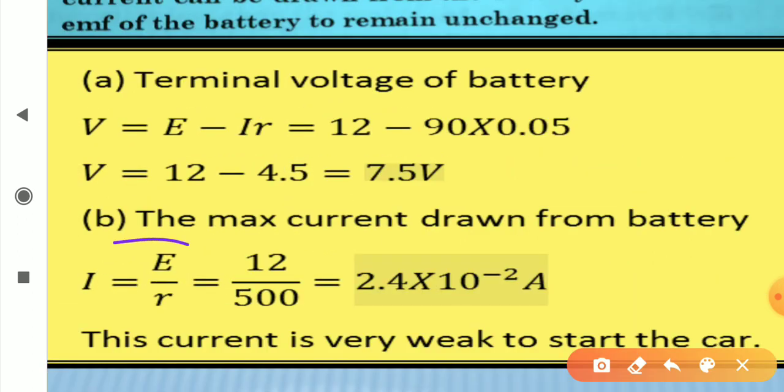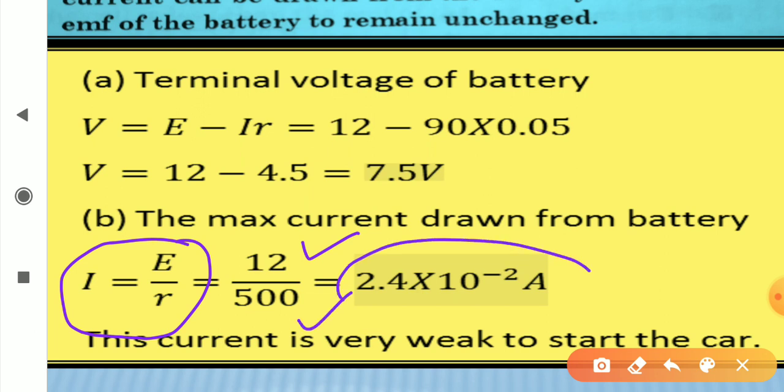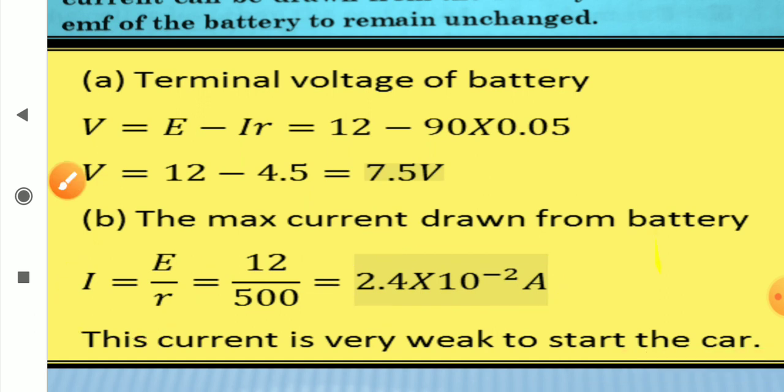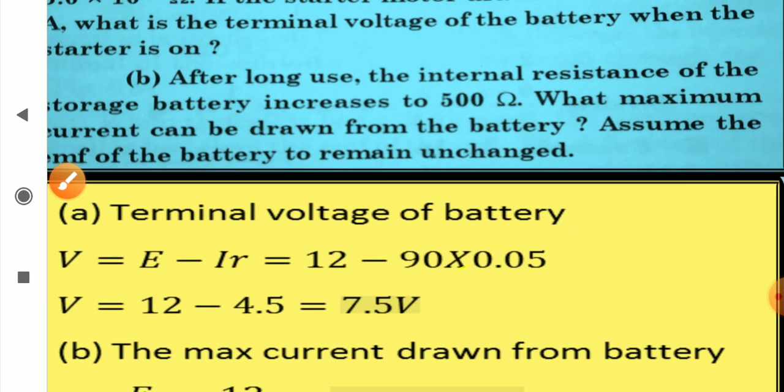So the maximum current drawn from a battery is equal to E upon R. And if E remains 12 volt only and R has become 500, then the current becomes 2.4 into 10 raised to the power minus 2 ampere. And this current is very, very small. It is very weak to start the circuit, you see, start the car.